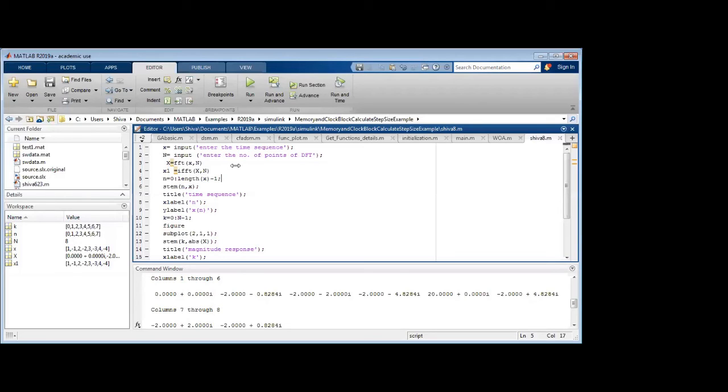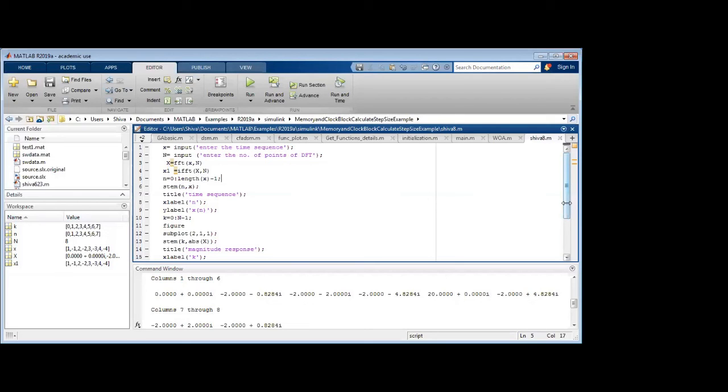So these three lines are doing both the DFT as well as the IDFT part. And of course, I'm plotting for n equal to 0 to length of x minus 1. I'm plotting two things, the input and the output also, with the title, X label, Y label, and all those things taken care of in this program.